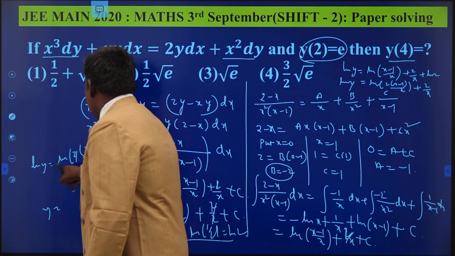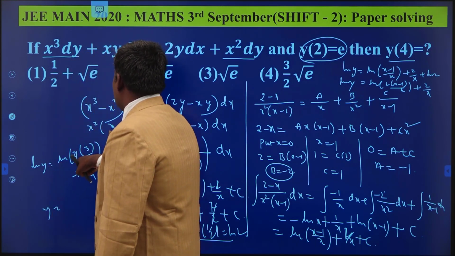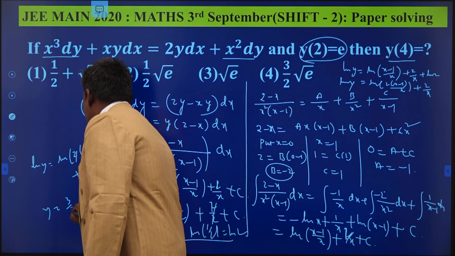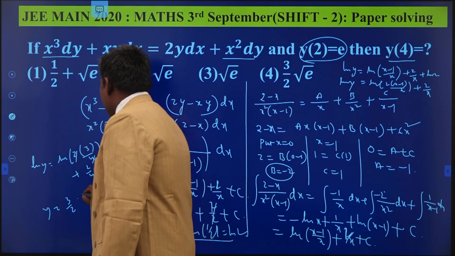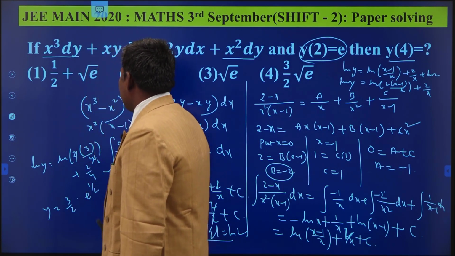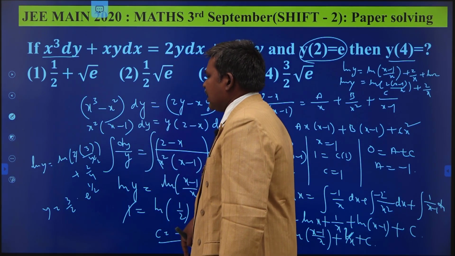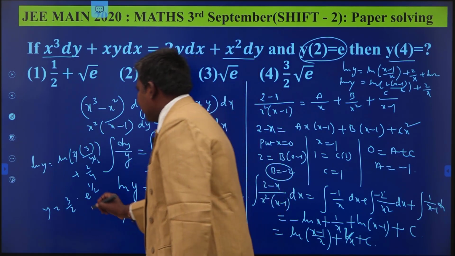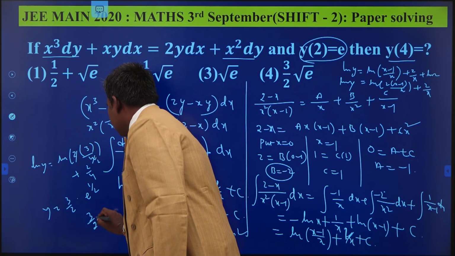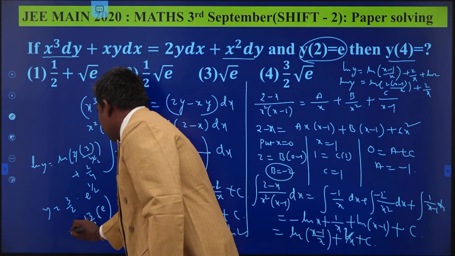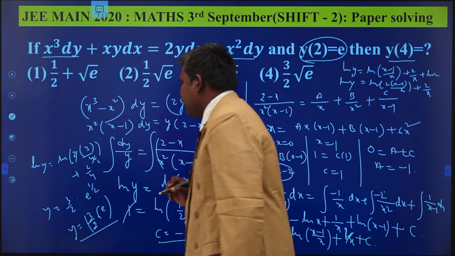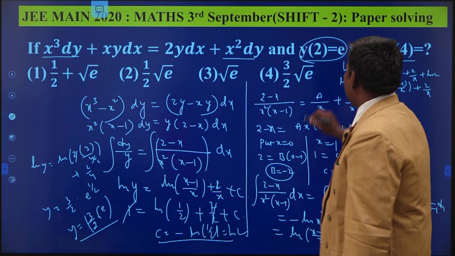So y is equal to e to the power of log of 3 by 2, we mean 3 by 2 into e power 1 by 2, because 2 by 4 means 1 by 2. Log coming to the right side, that becomes e power 3 by 2 root e. So your value is 3 by 2 times root e.